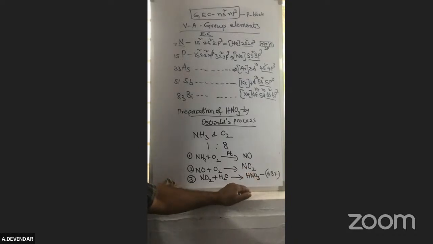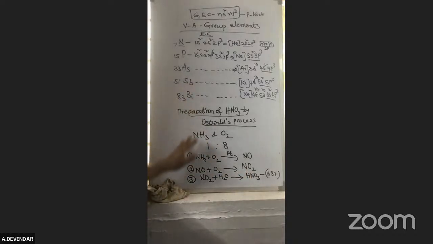To get 100% nitric acid, you can treat this nitric acid with sulfuric acid. Sulfuric acid acts as a dehydrating agent. It removes the water molecule from the nitric acid, and you will get 100% nitric acid. This process is called the Ostwald process. It is a 10 marks question.